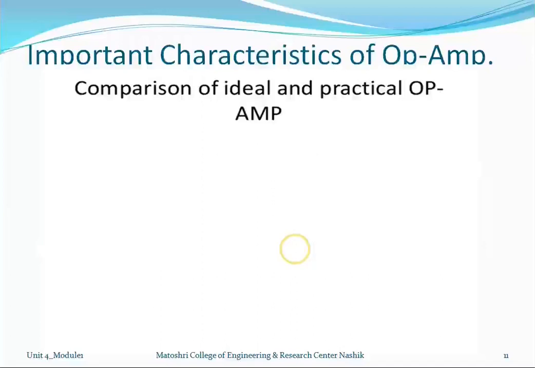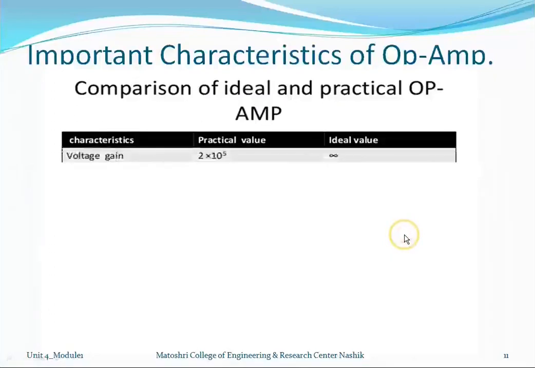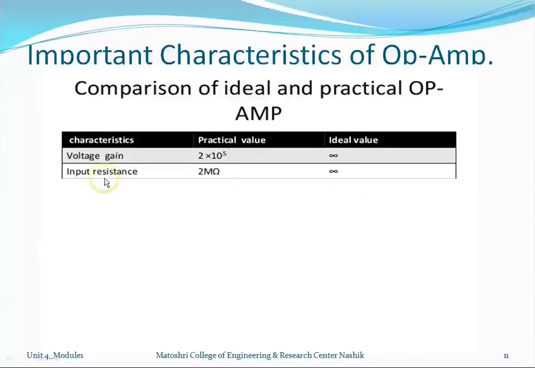Now the important characteristics of the operational amplifier. Here we are comparatively studying the ideal and practical operational amplifier. The first characteristic is the voltage gain. The voltage gain of a practical op-amp is 2 into 10 to the power 5, while in the case of the ideal op-amp the voltage gain is infinite. The input resistance of an ideal op-amp is infinite, very high, but in the practical case it is 2 megaohm.